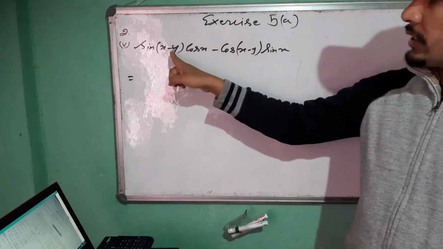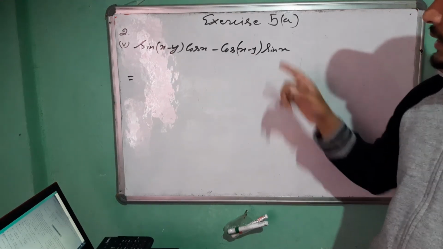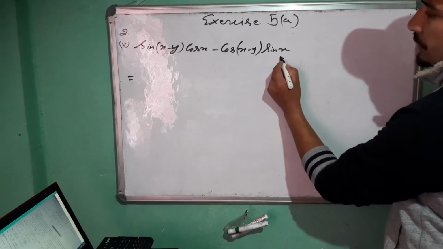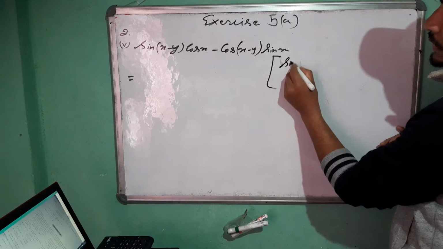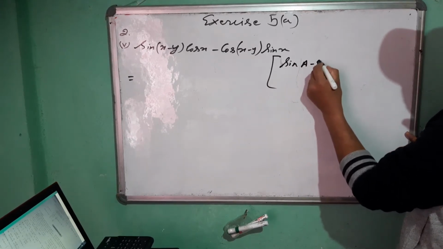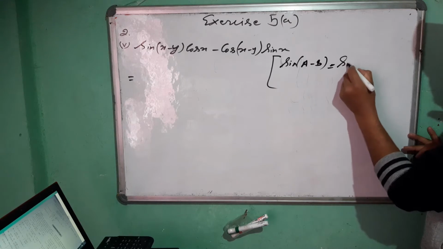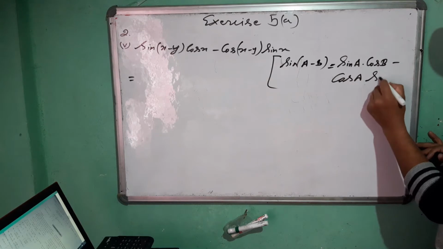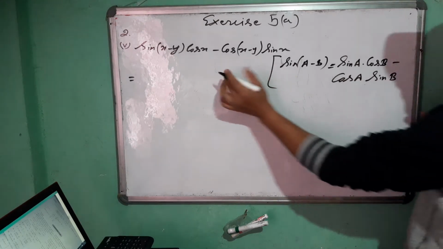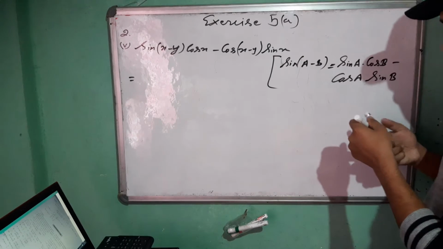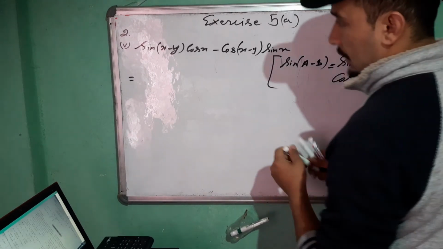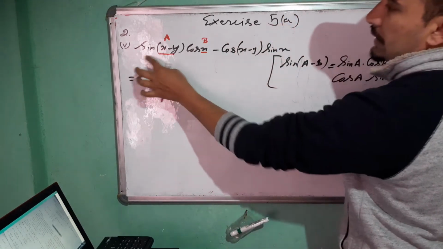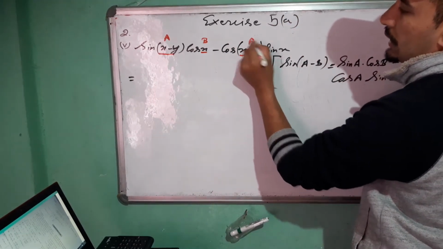The question is sin x cos y minus cos x sin y. You have to simplify this. I had given you one formula: sin(a minus b) is equal to sin a cos b minus cos a sin b. Here this x is a, and this y is b: sin a cos b minus cos a sin b.